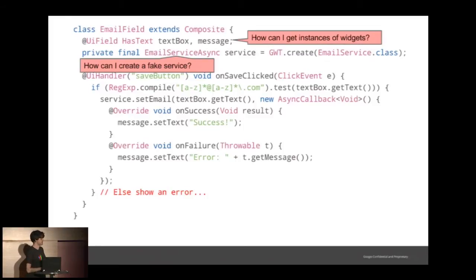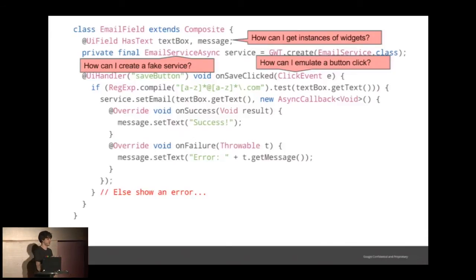Once we have our instances available, we also need to figure out how to actually perform this button click here that would normally be handled by UI binder. So again, if we're using UI binder, we have this UI handler annotation here. It would say find a button in the DOM and invoke this handler when that button is clicked. If we're running Java, we don't have a DOM, we don't have buttons, we don't have a UI binder to set these up, so we need an alternate way to perform a button click.